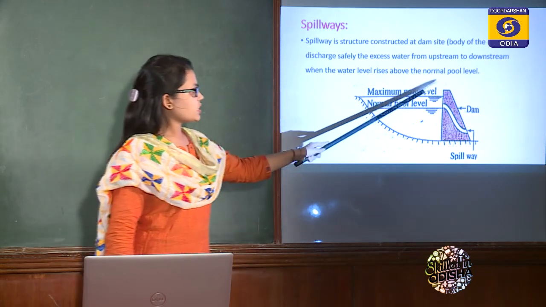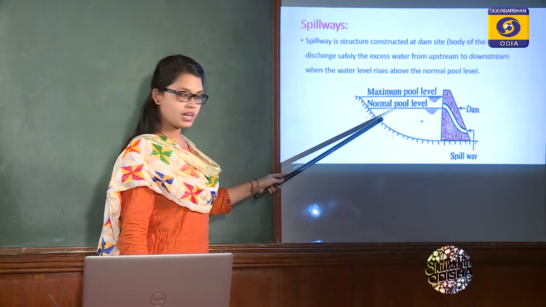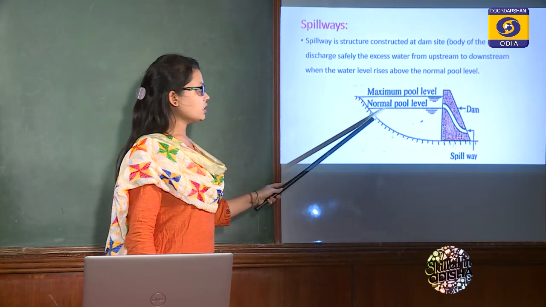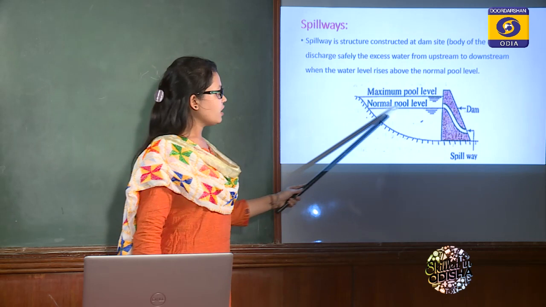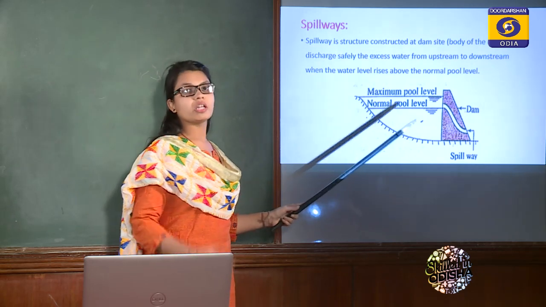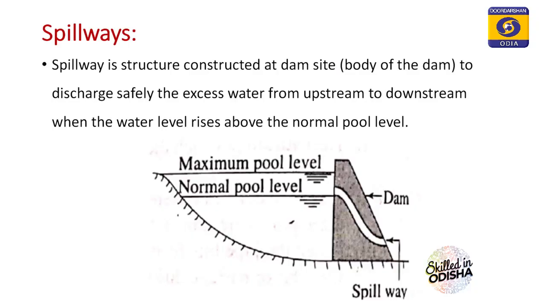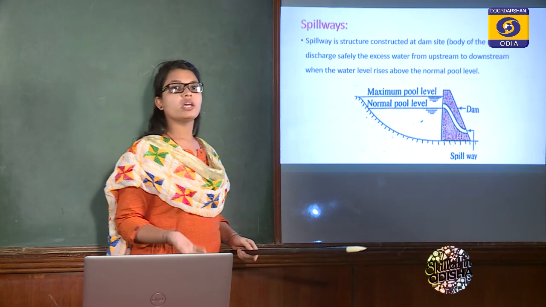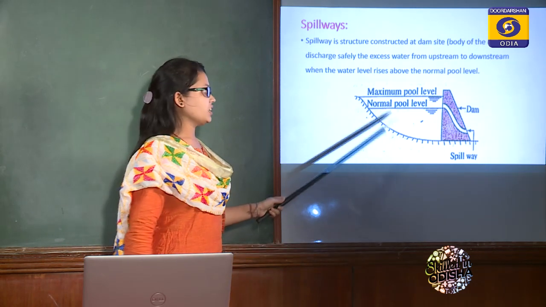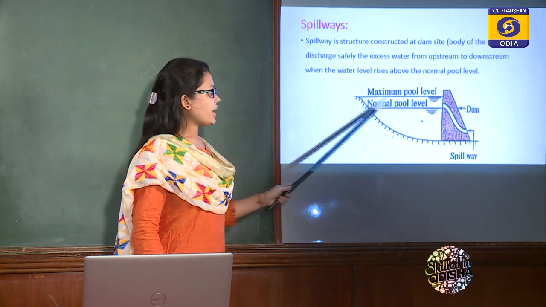Now this is the cross section of a dam which I have shown, and there are two levels which can be seen. One is a normal pool level, another is the maximum pool level. Now what is a normal pool level? Normal pool level is the maximum elevation or maximum height up to which the water can rise during normal conditions. And what is maximum pool level? Maximum pool level is the maximum elevation or height up to which the water can rise in worst design condition. Now what is worst design condition? Maybe during heavy rainfall and during flood conditions, the water can rise above the normal condition level. So that is the maximum pool level.